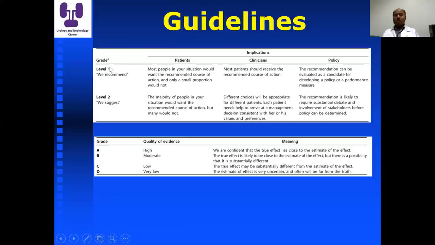So again, two numbers, 1 and 2. 1 means recommend, 2 means suggest. A, strong research. B, moderate research. C, weak research. D, very weak research. So whenever we read any statements in the guidelines, we should look at what's written between brackets in the evidence base: 1A, 2B, 2C, 2D, etc.